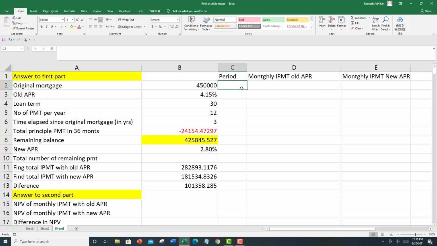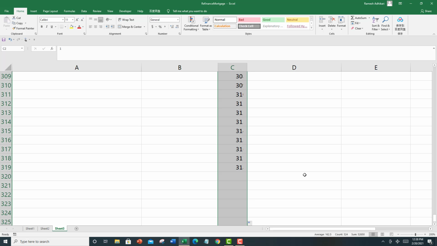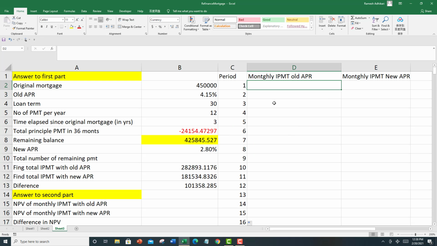Okay, so remember the remaining time period for this loan is 27 times 12, which is 324. So we have to create the payments for these 324 periods. So I'm going to start with 1 here, then 2, and then 3, and then you can simply select it and grab and drag it down until it is 324. Okay, that's for our monthly payment here. That's good. And now we need to calculate monthly payment using old APR and new APR for the remaining balance.